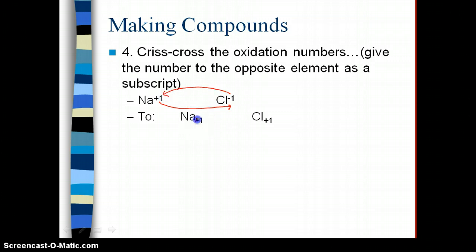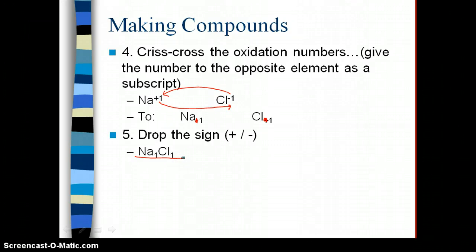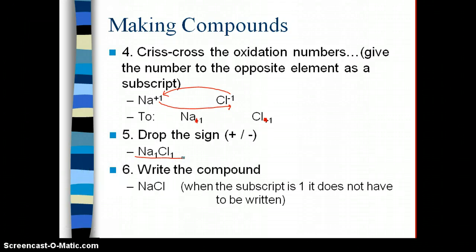And at that same time, we're going to get rid of the plus and minus, and that's step 5. So we're going to get rid of that plus and minus sign. So right here, we have a formula, Na1, Cl1. The thing is, when we get to step 6, we don't have to write 1s. We assume that the 1 is there. So you can just write NaCl.